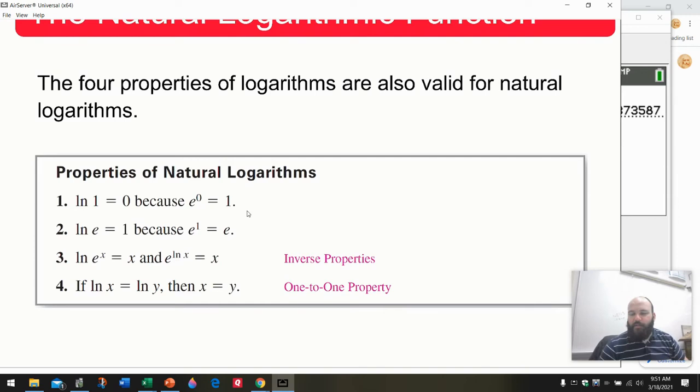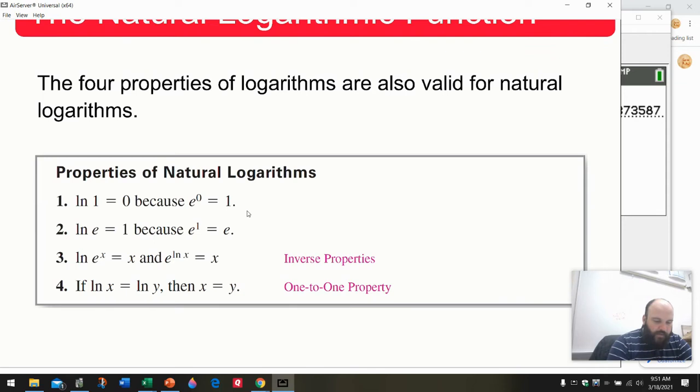So as we had with the log functions, we are also going to have properties of natural logs. And all of those properties are the same that we've already done. It's just they're showing ln versus log. And they are all the same. If you take the natural log of 1, that will always equal 0. If you take the natural log of e, that will always equal 1.